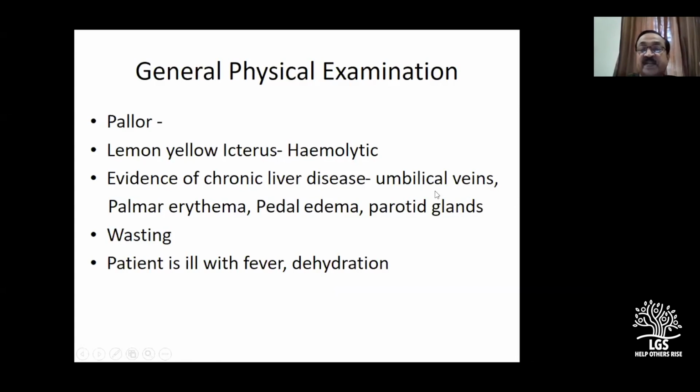Palmar erythema, pedal edema. When I took the right hypochondriac mass, I discussed this with you. The patient is ill, has got fever, hemolytic crisis, has got dehydration. The patient has obstruction, the abdomen is distended. So these are the indirect hints for you.